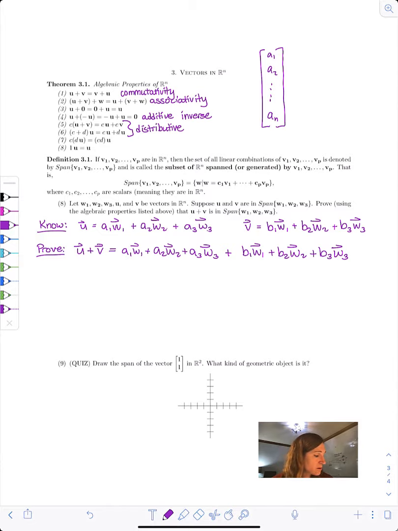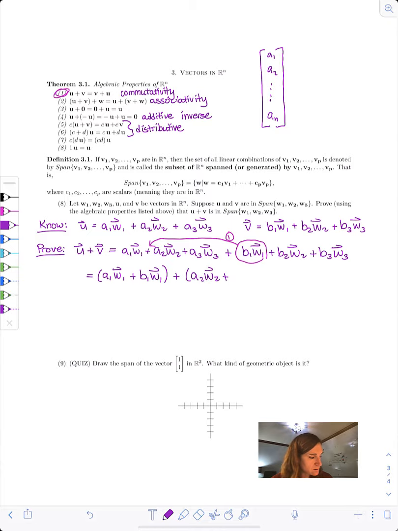So the first thing we want to do is try to group those W1s together. And we can do this because we can commute that B1 W1. We can move it over using that very first property of Rn. And we can do that same thing for our W2s. We can move the B2 W2 over in front, and same thing with the W3s. And so we want to let the reader know which property we used to do that.